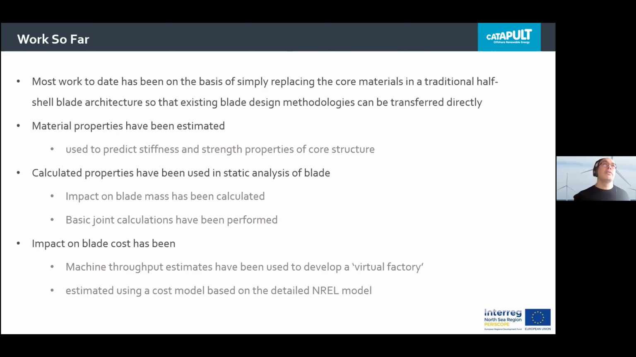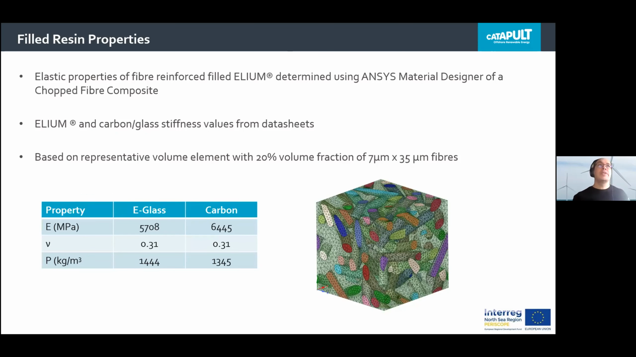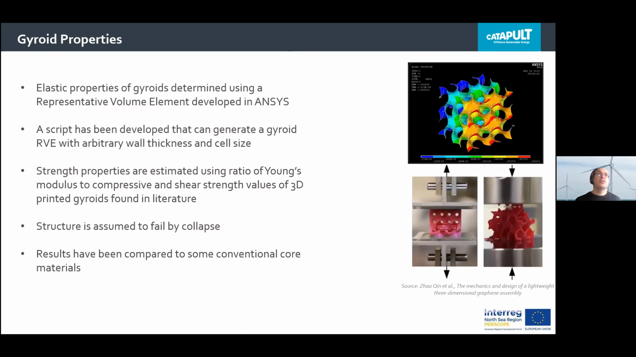costing of this approach. So starting with the material, we basically use ANSYS material designer for chopped carbon fiber to create a virtual material. And that was based on data of these pre-existing materials. And this data was basically used to produce a gyroid using a representative volume element. So from this gyroid, we could basically change its thickness and its cell size and see how that would compare with conventional materials.